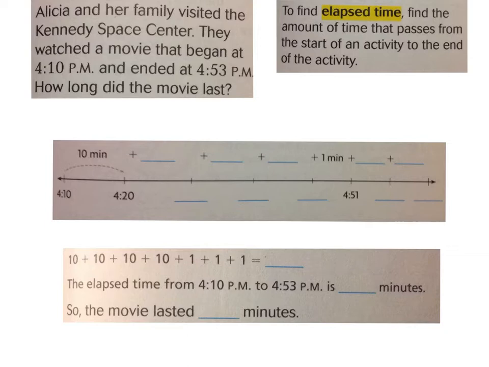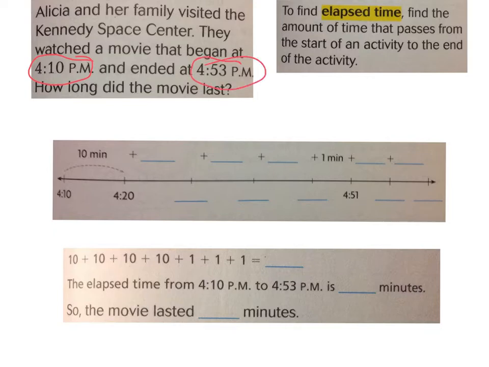This problem says, Alicia and her family visited the Kennedy Space Center. They watched a movie that began at 4:10 p.m. and ended at 4:53 p.m. How long did the movie last? One way to solve this problem is to use a number line. The activity began at 4:10 p.m. and ended at 4:53 p.m.